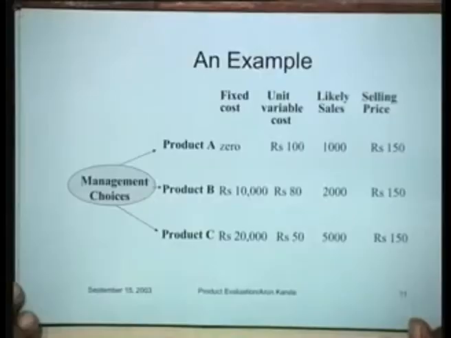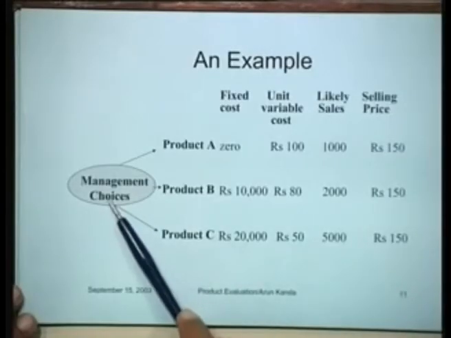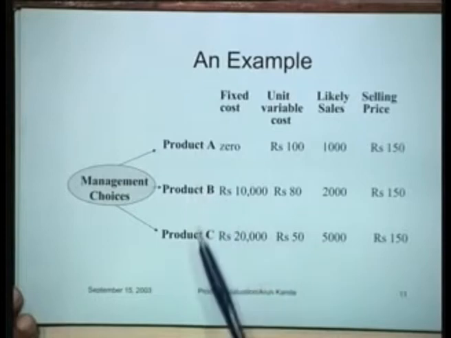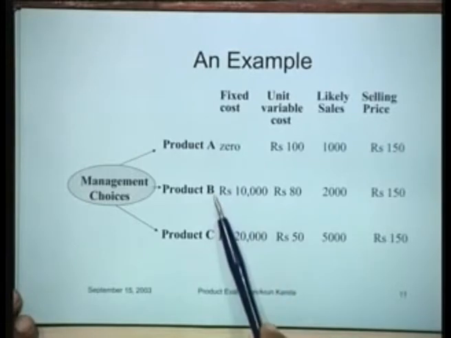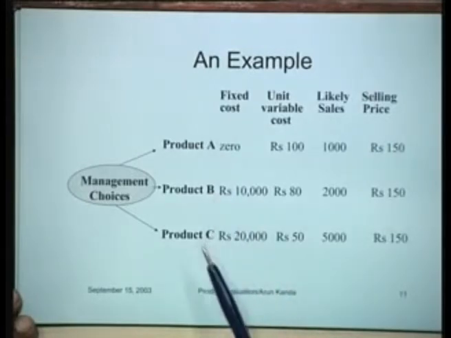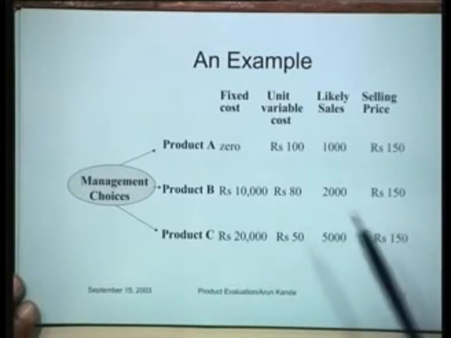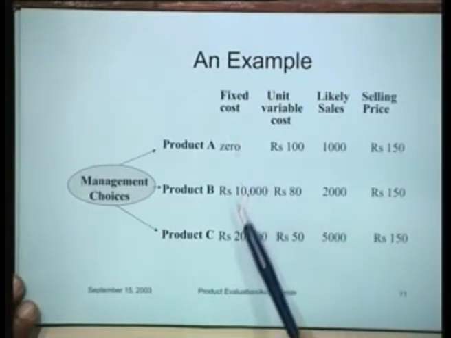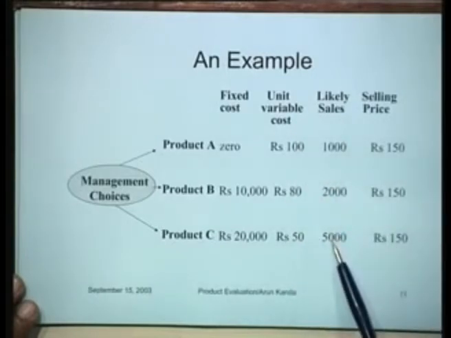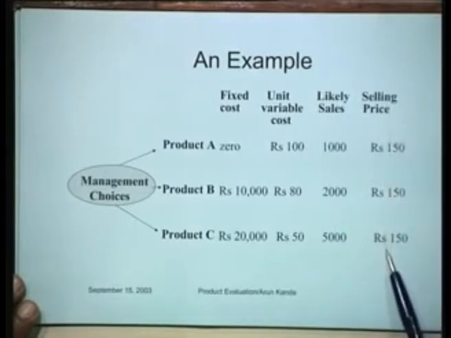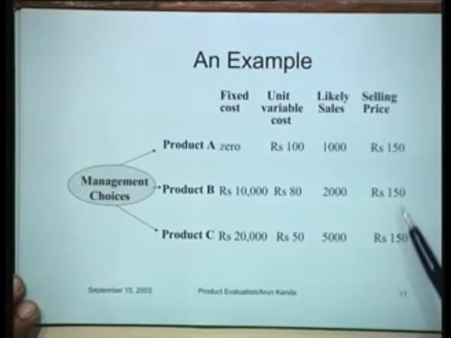Let us now take an example. This is an example of a situation where a management can choose between 3 products. So the management choices are to choose either product A or product B or product C. And for the sake of simplicity, we are assuming here the fixed cost, the unit variable cost, the likely sales, and the selling price for these products. What is being assumed here is that the likely selling price for each of these products is the same.